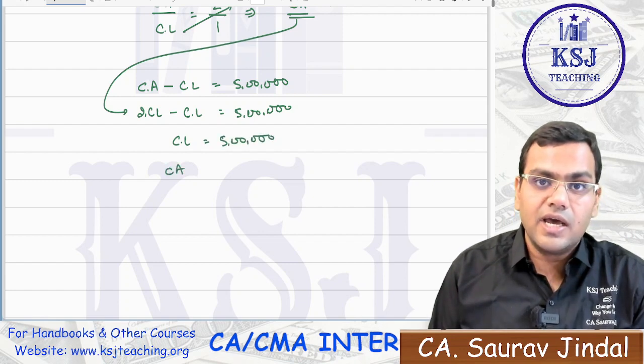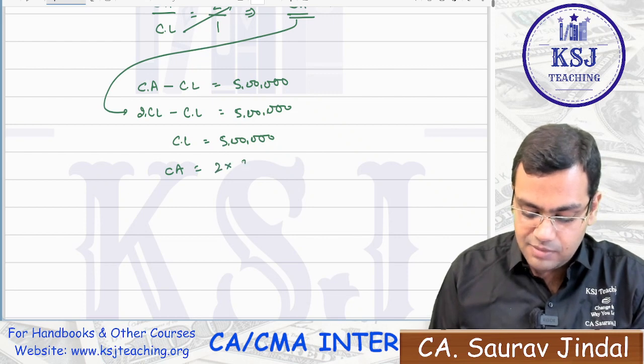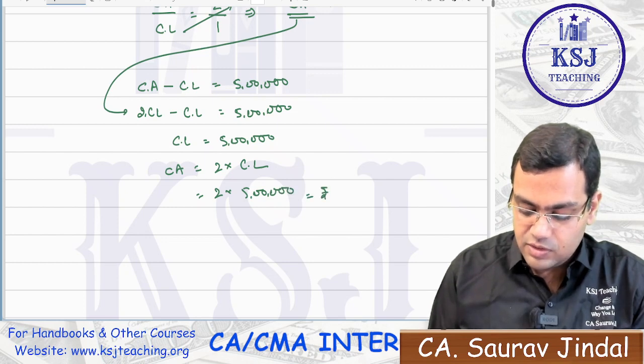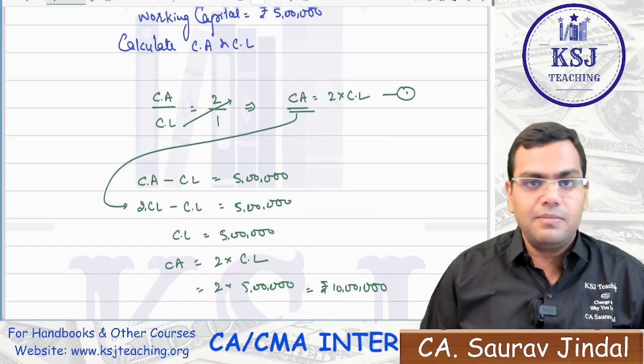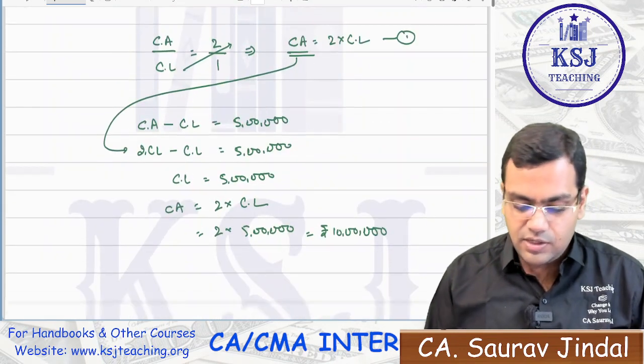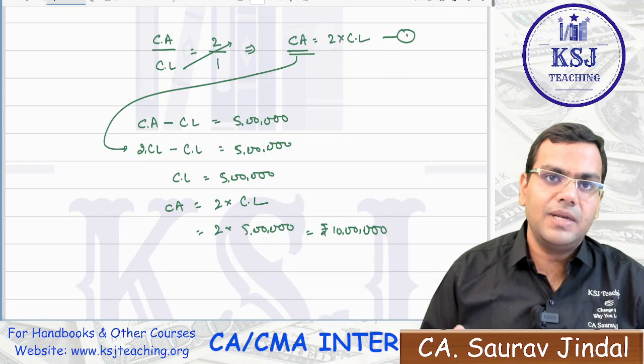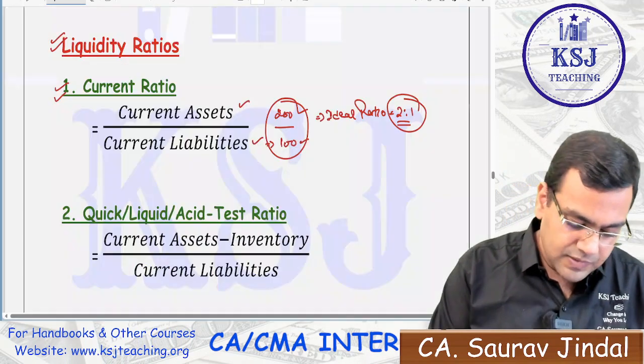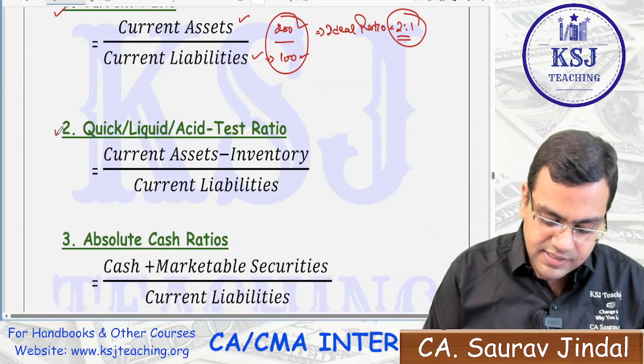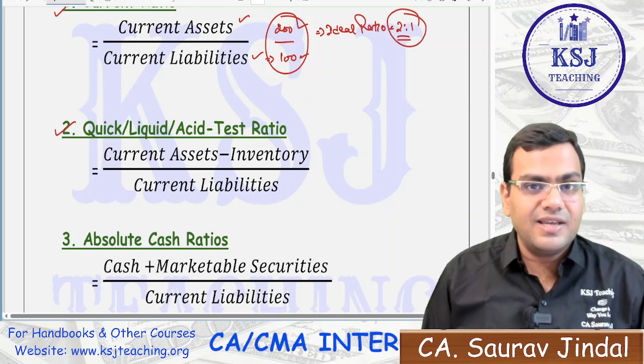And what is your current asset? Current asset is 2 multiplied by current liabilities, that is 2 multiplied by 5 lakh. So current assets comes out to rupees 10 lakh. So this is how the information can be given in the examination, and this is how you have to calculate the current asset and current liabilities in that case. Okay. Moving on, the next is the quick or the liquid or the acid test ratio.